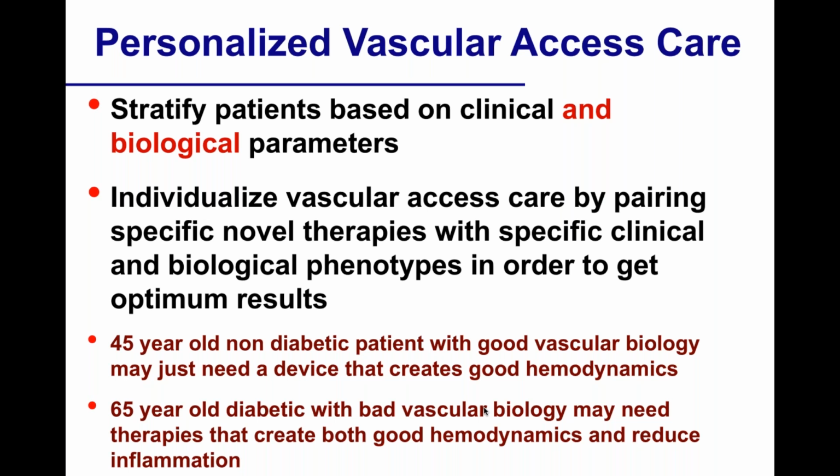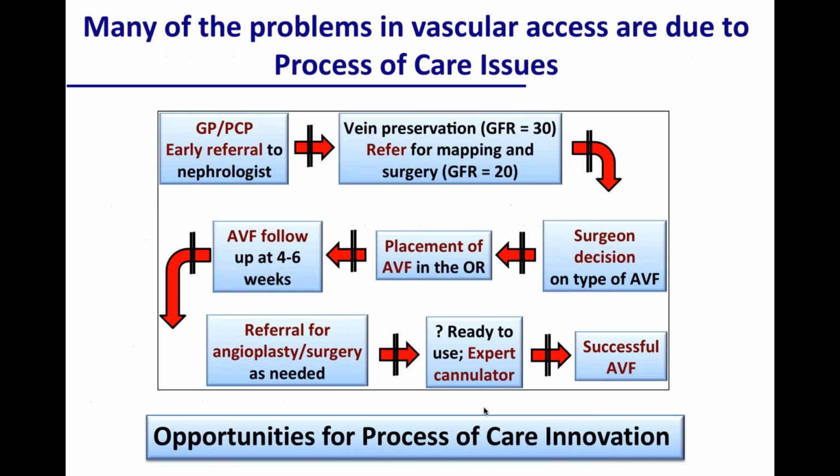So if you have a 45-year-old non-diabetic patient with, in the future, good vascular biology, not just good veins and arteries, well, they may just need a device that creates good hemodynamics. On the other hand, you have a 65-year-old diabetic with bad vascular biology. This patient may need therapies that target both hemodynamics and reduce overall inflammation. So that is message number 1.